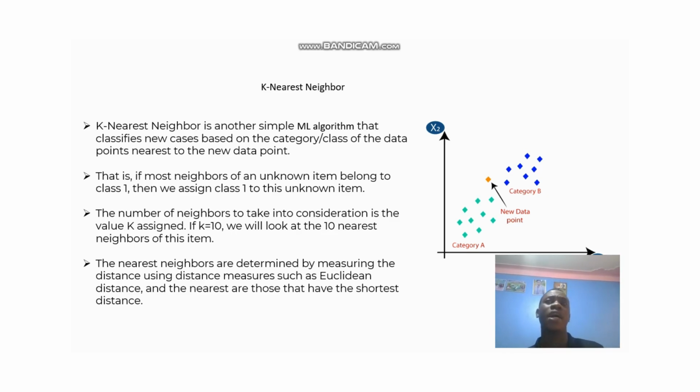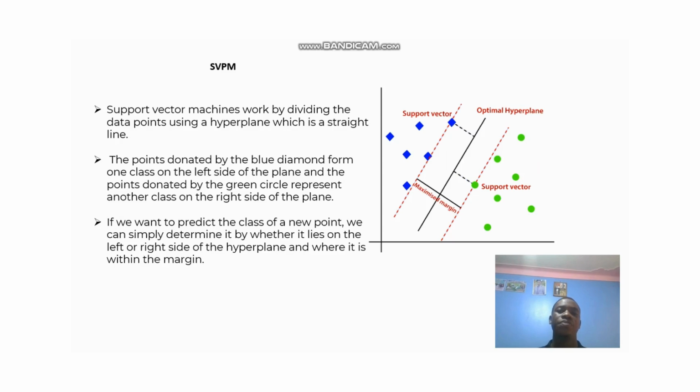We measure the distances using methods like the Euclidean distance method or the Manhattan distance method. So we get the shortest distance, and it tells you which category this new data point belongs to, depending on the distance it is from the other data points.